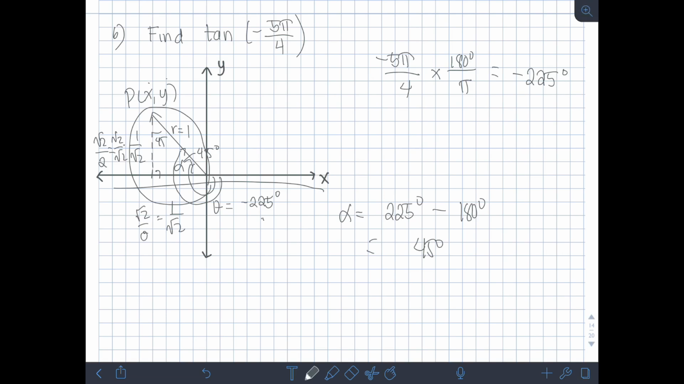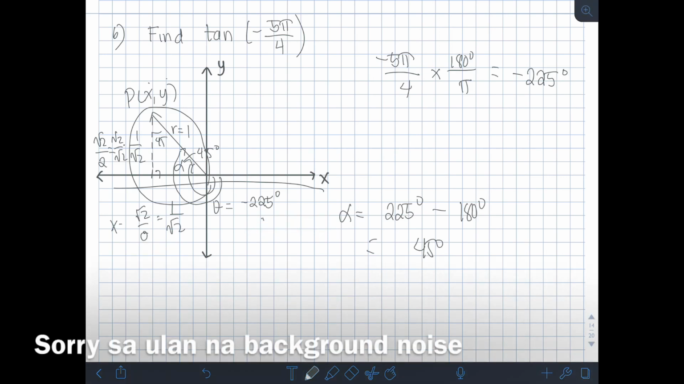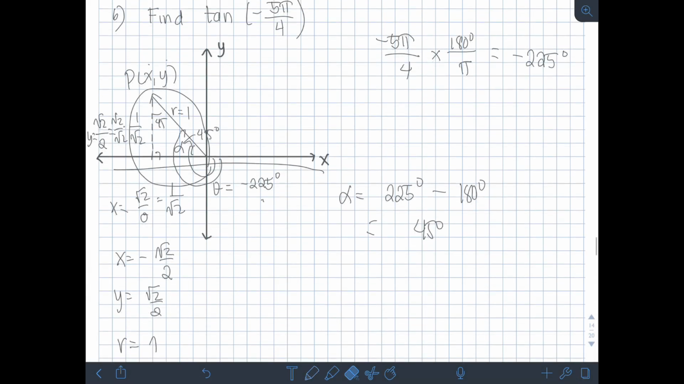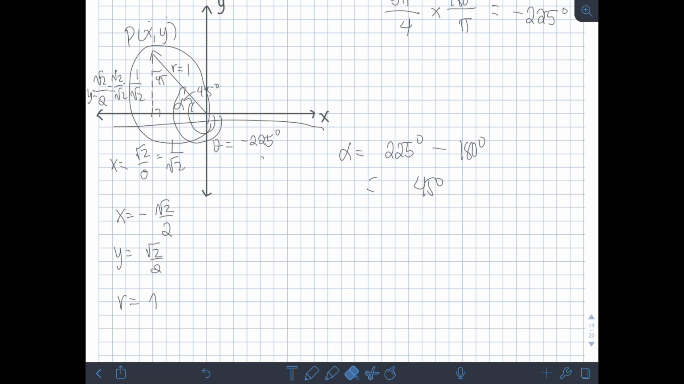So, take note uli natin yung sign. So, since yung theta natin ay nasa quadrant 2, yung x natin doon ay negative. So, x natin, so ito si x, diba? Tapos ito si y. So, x natin is negative square root of 2 over 2. Y is square root of 2 over 2, positive. At r natin ay 1. Okay? So, ngayong meron na tayong values for x, y, and r, pwede na nating i-apply yung definition natin for trigonometric ratio for tangent theta, wherein yung theta natin ay negative 225.